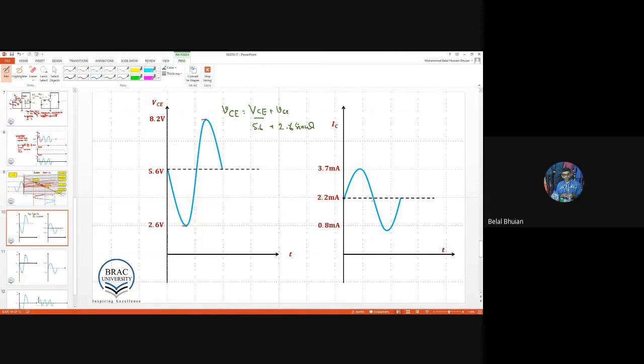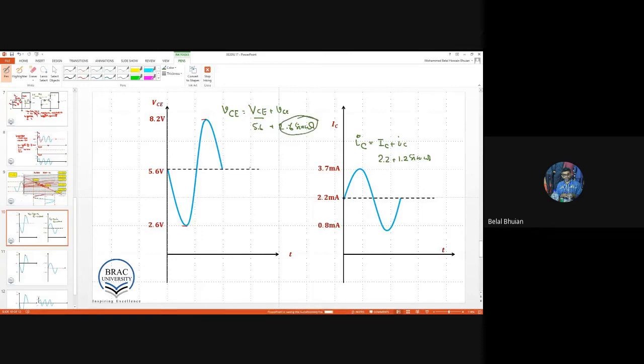Again, the current has two parts: one is DC, the other is AC. The DC part is 2.2, and the AC part is, let's say, 1.2 sine omega t. Now, when I am going to amplify anything, I will consider the signal part alone.